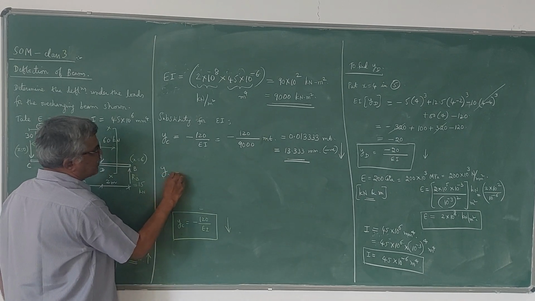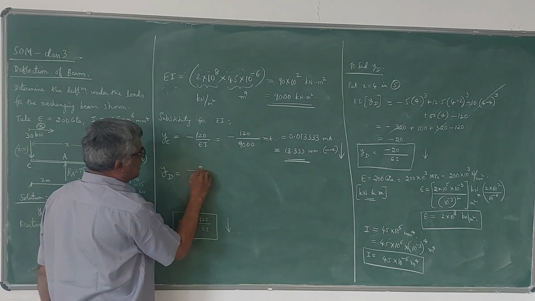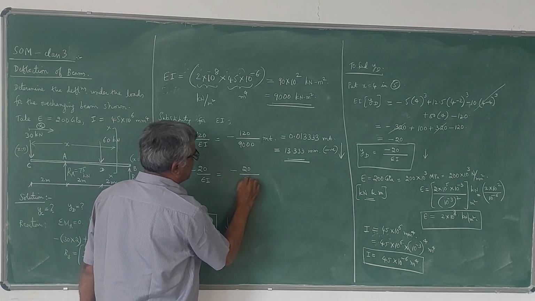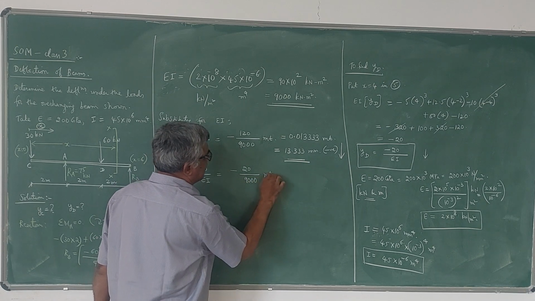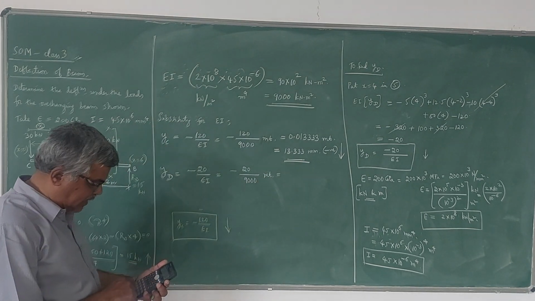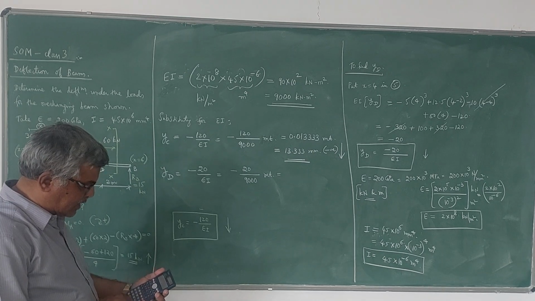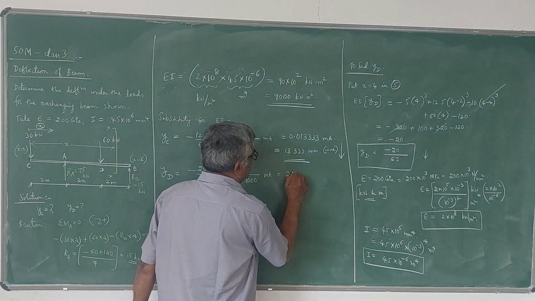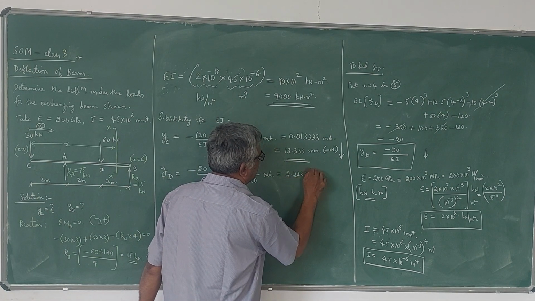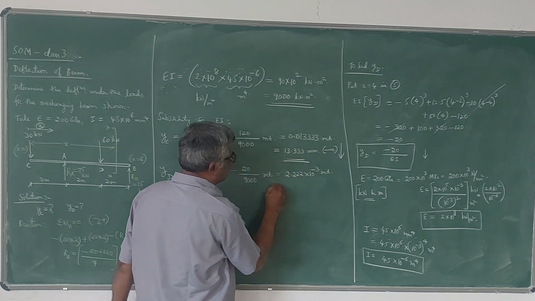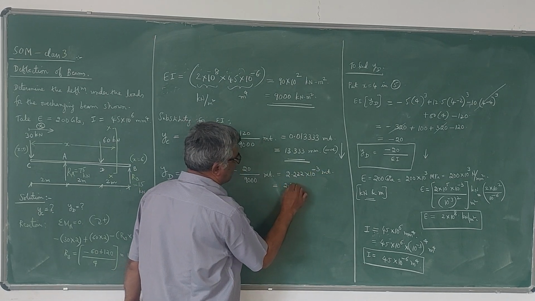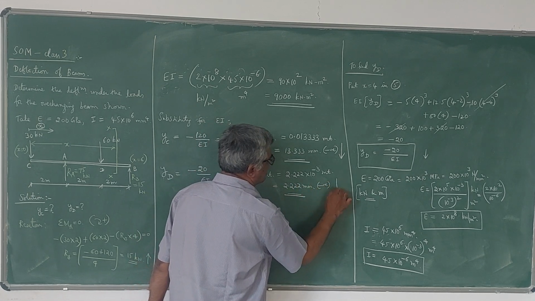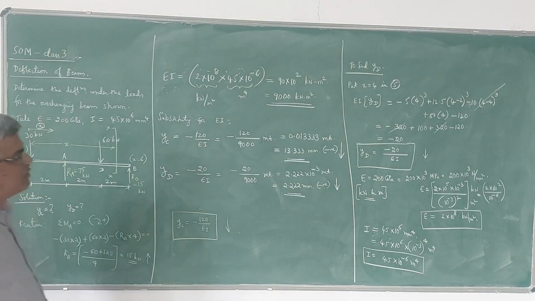Similarly, YD value we have what? Minus 20 by EI. That is minus 20 divided by 9000. It will be in meter. You can take it as 2 divided by 900, which is 2.222 into 10 power minus 3 meter. Multiply this by 1000, or 10 power 3, you will get 2.222 mm. So this is also negative, means this is also downward deflection. So this is how you have to do the problem.